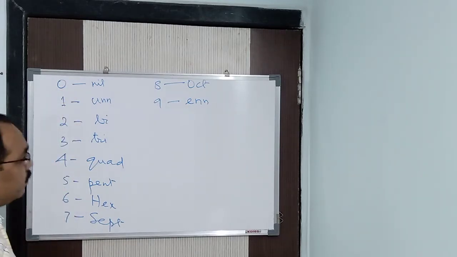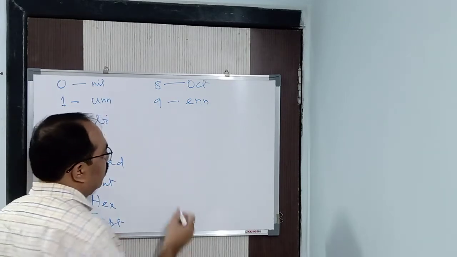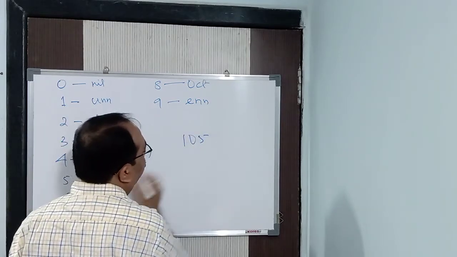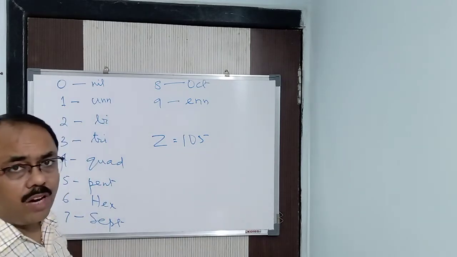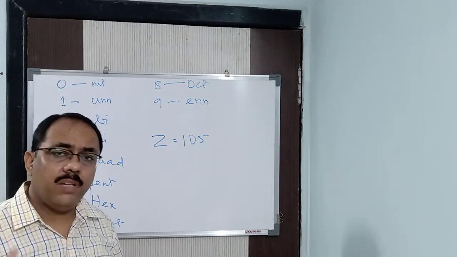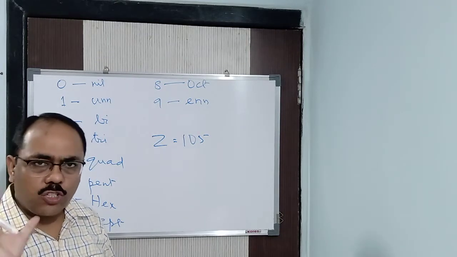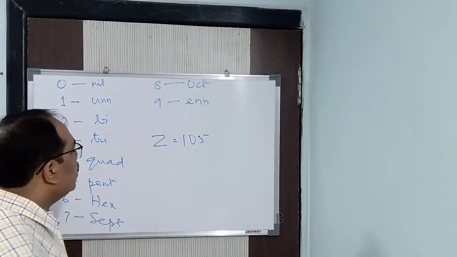Now why did I write this? The reason is that suppose an element is there whose atomic number is 105. How will I write this element? What should be the symbol of this element? What should be the IUPAC name of this element? It is written in this way.